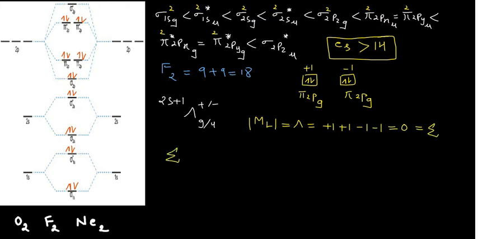Now you determine 2S plus 1. Since all electrons are paired, their spins cancel, which means the S value is 0. So you can write 2 into 0 plus 1 equals 1. You write 1 here, and since it is gerade you write g here. I already told you, whenever you have sigma g, you always put a plus sign over there. This is how you determine the molecular term symbol for fluorine.